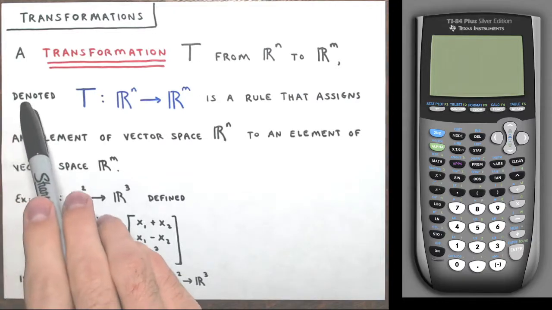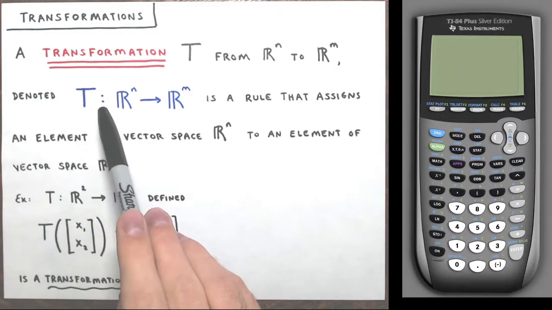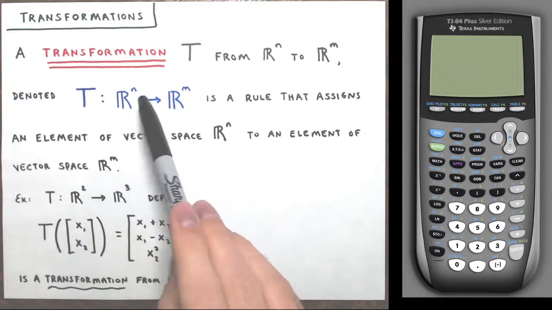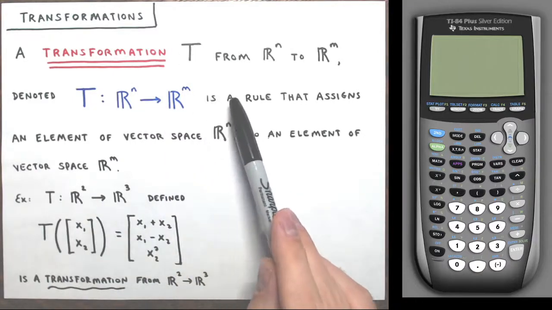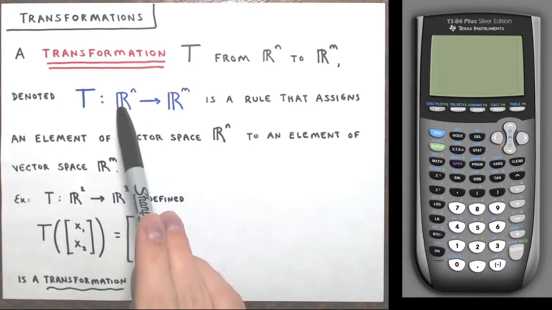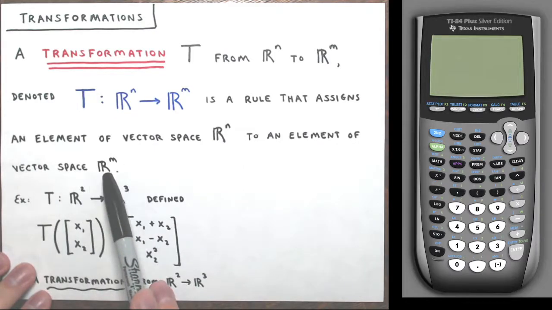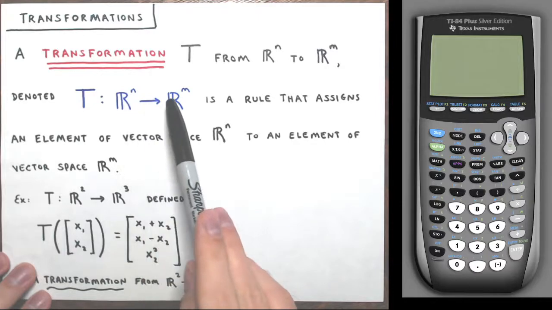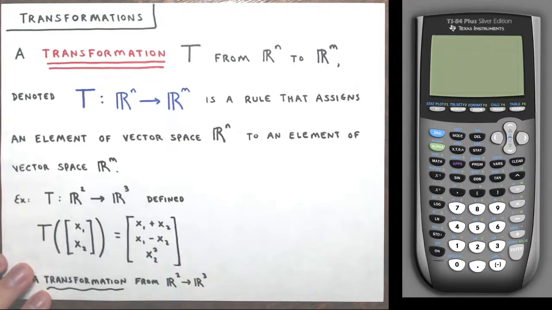The way this transformation is denoted is the name of the transformation, T, a colon, and then from Rn, arrow, Rm, Rn to Rm. So a transformation T is a rule that assigns an element of the vector space Rn, the first set, the left set, to an element of vector space Rm, the right set. So it takes an element from Rn and maps it to, or assigns it to, an element of Rm. So here's an example.